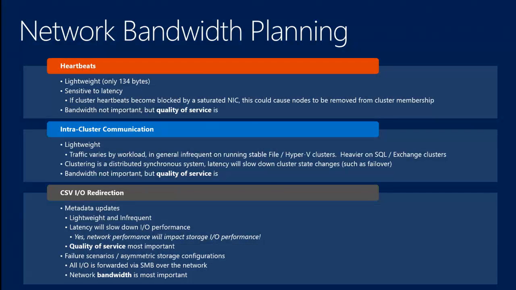If you have nodes which have latency with them, we require an ACK from all nodes in the cluster before we can move forward. So it can actually slow down the entire cluster from moving forward, because it requires an acknowledgement from all nodes. Again, the key point is that quality of service is the most important consideration with intra-cluster communication. All right, let's talk about CSV.